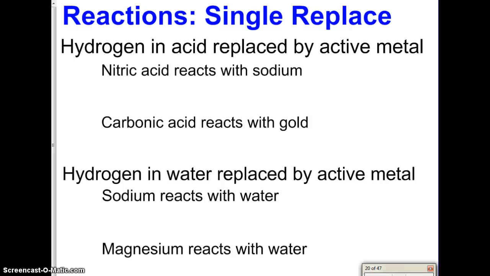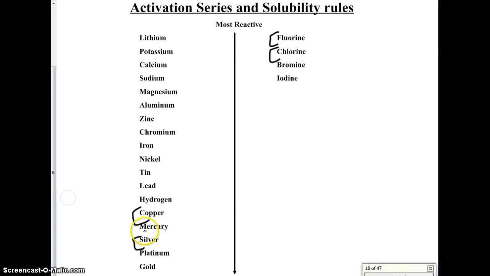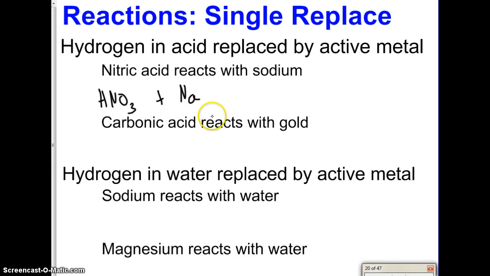These are looking at hydrogen. So we have nitric acid, which is HNO3, reacting with sodium. Again, let's just go back and quickly look at our activity series. These are metals. Hydrogen is considered a metal. So we see hydrogen here, and all these metals are more reactive than hydrogen. Notice sodium is definitely more reactive. So sodium's going to kick out hydrogen. We're going to end up with sodium nitrate and hydrogen gas.